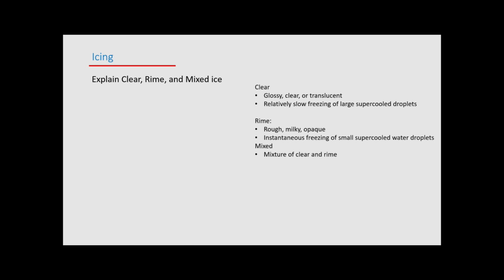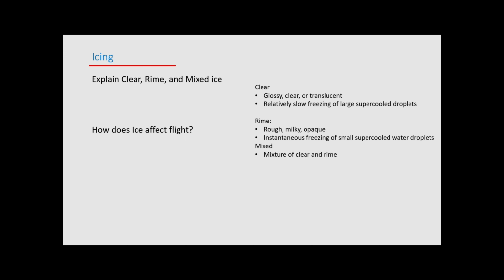So in your own words, explain clear, rime, and mixed ice. Clear is glossy, clear, or translucent, and rime is rough, milky, and opaque. Mixed is a mixture of the two. And how does ice affect flight?